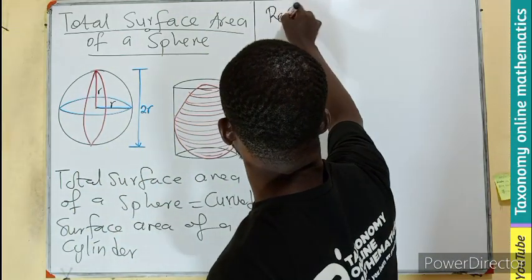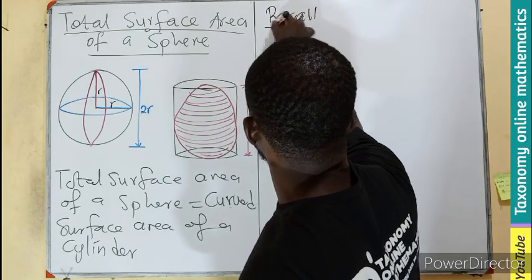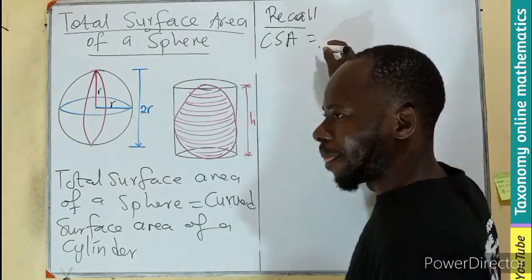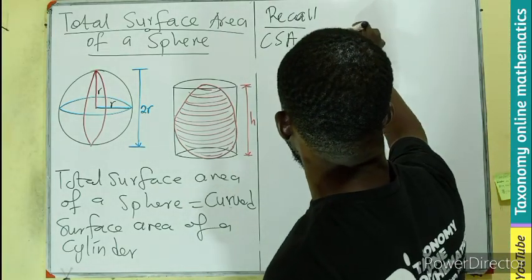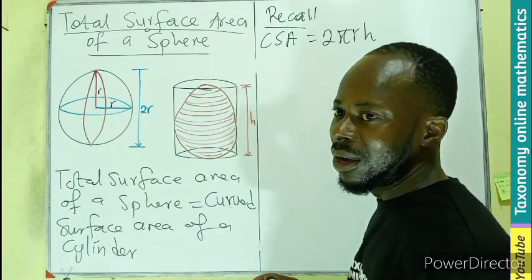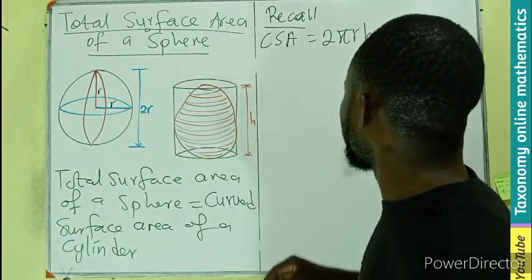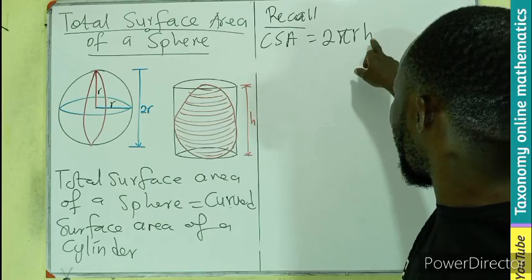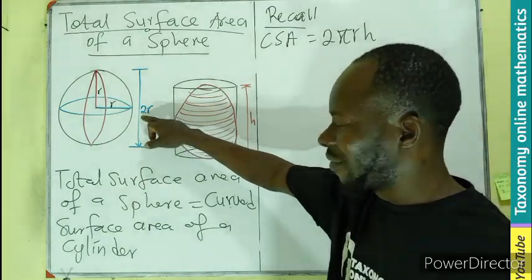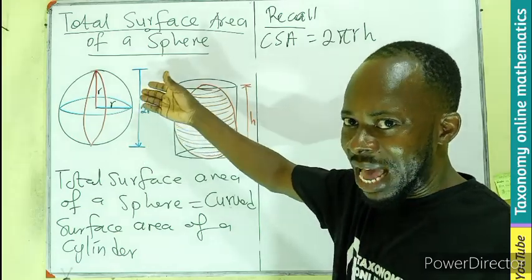So we can recall that the curved surface area of a cylinder is given by 2 pi r h. Remember, we developed this in one of our episodes. Now, in this case, we are having a height, which is here. The same height is what we are having as the diameter.